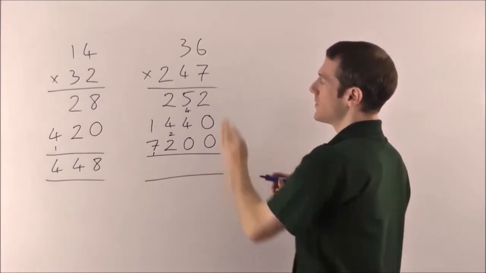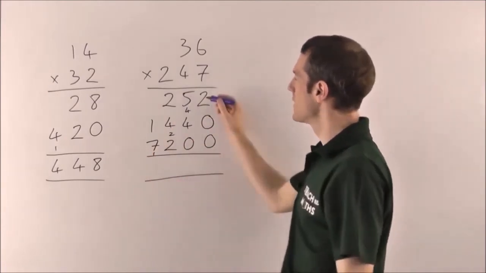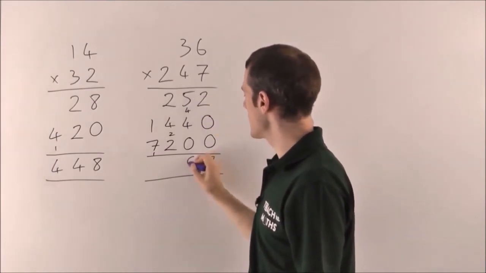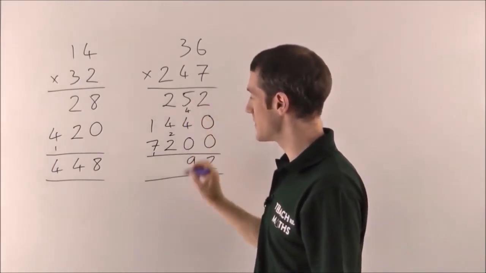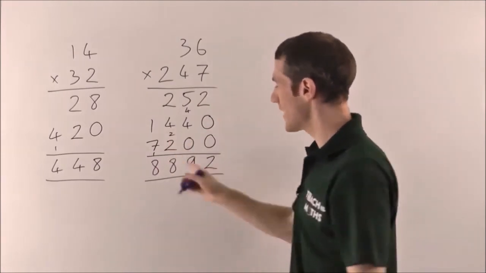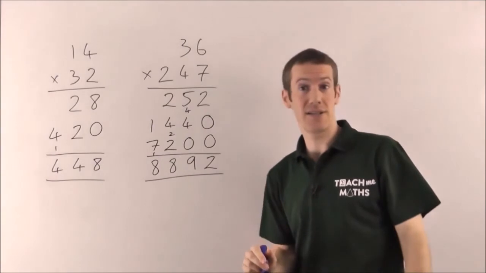Now we've got our 3 numbers. You add them all up in columns. So 2 plus nothing is 2. 5 plus 4 gives you 9. 2 plus 4 is 6, plus another 2 is 8. And 1 plus 7 gives you 8. So the final answer there is 8,892.